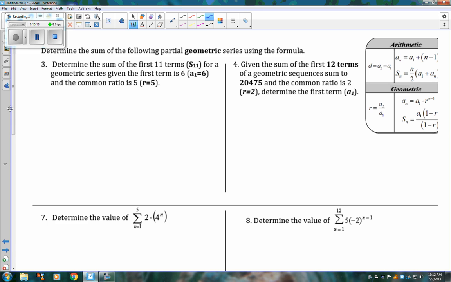So that's my first term. My R is 5. And the last thing I need is n, and I don't have it. Yes, you do. Oh wait, I do. It's 11. Now I get to go to this formula. This one, right? Yep. Nice.